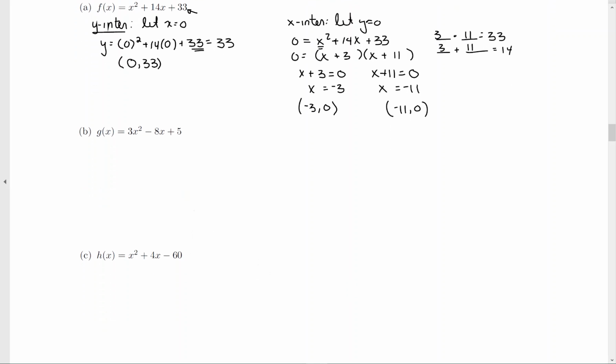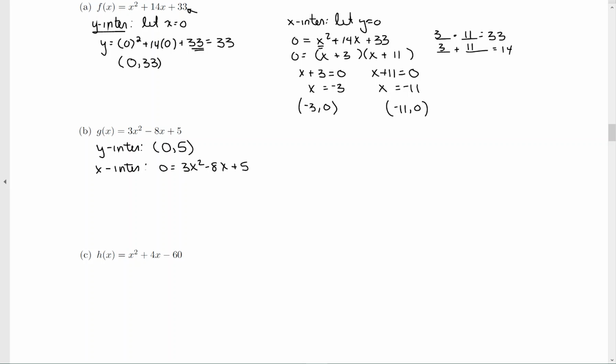For letter B, the y-intercept of g of x equals 3x squared minus 8x plus 5 is going to be just the positive 5. So the point is, x was 0, the y value is 5, the point (0, 5) in parentheses. For the x-intercept, we're going to do a little bit more algebra here. Let y equal 0. So 0 equals 3x squared minus 8x plus 5.